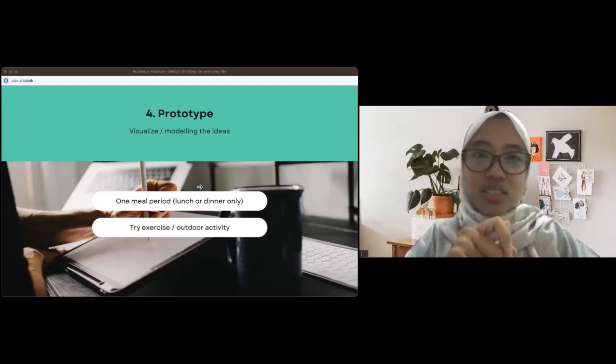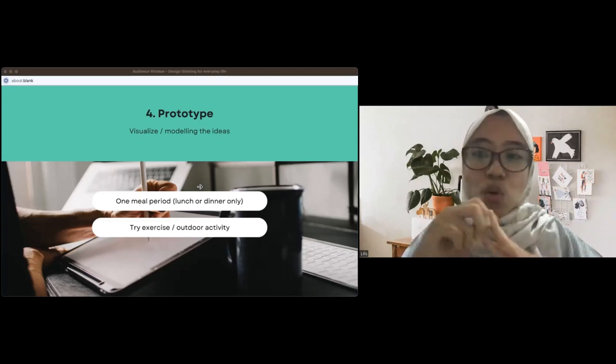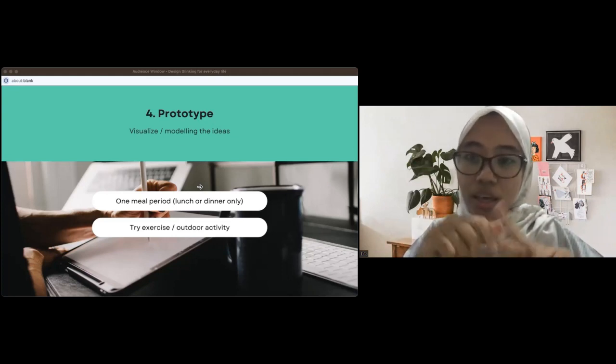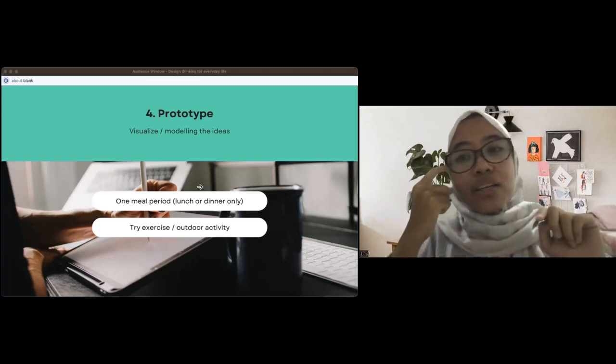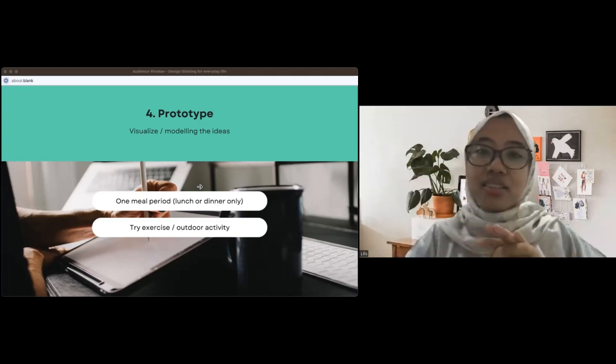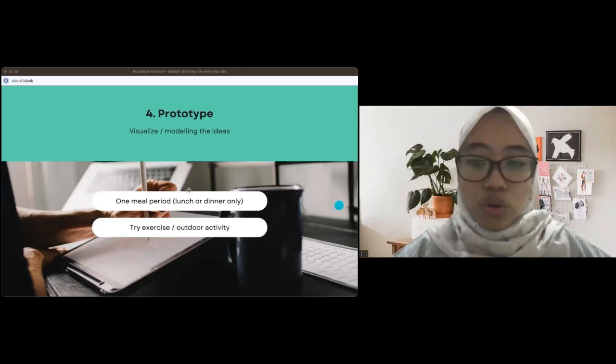It can be lunch or dinner together. We only have just one, and we can spend our money for a meal and 1 snack in a day. And the second one is try the new activity. It can be exercise or outdoor activity.